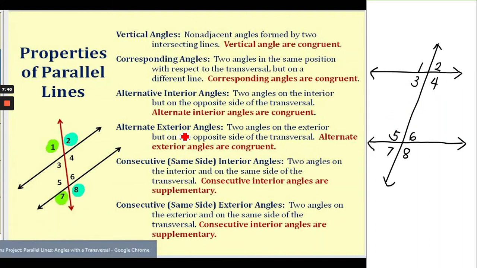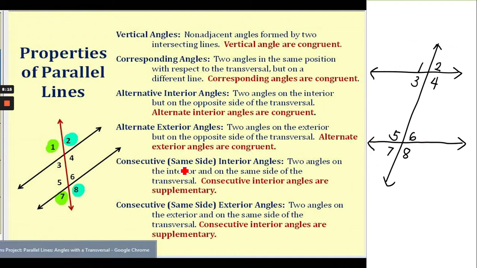Next, alternate exterior angles. Alternate exterior angles, these are two angles on the exterior but on the opposite side of the transversal. Again, one should be on the left side and the other one should be on the right side, and they are both at the exterior. Okay, so angle 1 and angle 8 are alternate exterior. Angle 2 and angle 7 are also alternate exterior angles.